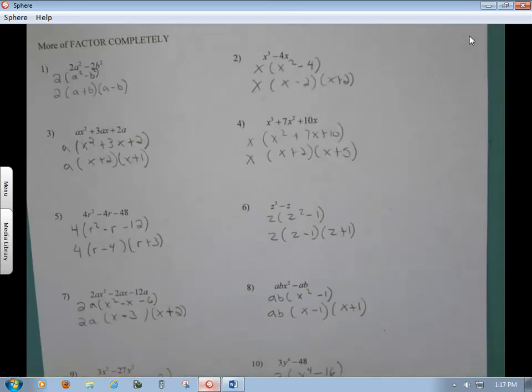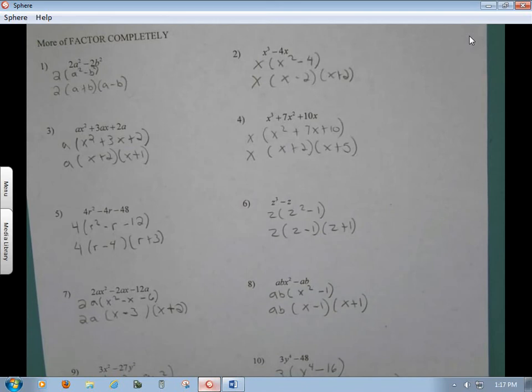Okay, and again, depending on how you grouped it, there's a couple different ways you could do it, but at the end you should end up with the same answer here. Okay, so that's the last day, Factor Completely.